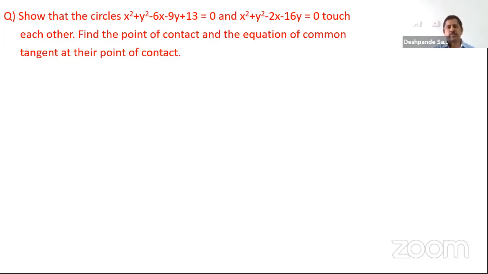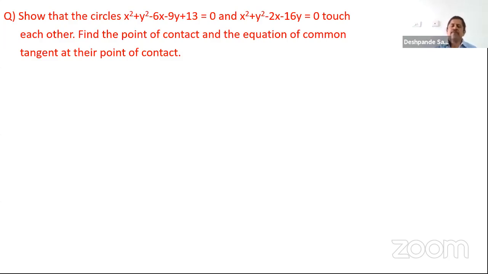x square plus y square minus 2x minus 16y is equal to 0 touch each other. The first question, you have to show that they are touching each other. Second, find the point of contact. So whenever they are touching, you will have a point of contact. You're going to find the point of contact, and the equation of the common tangent between these two circles. Whenever they're touching, only one tangent is possible, so you're going to find that equation of tangent.